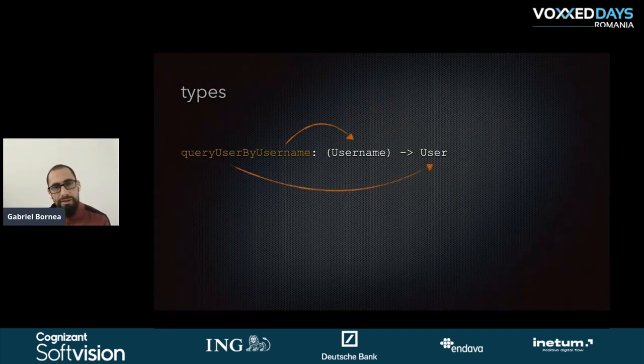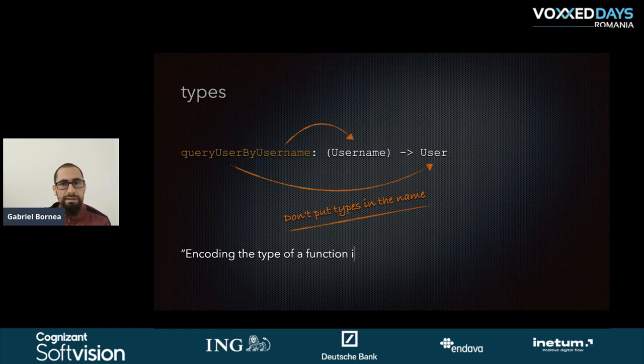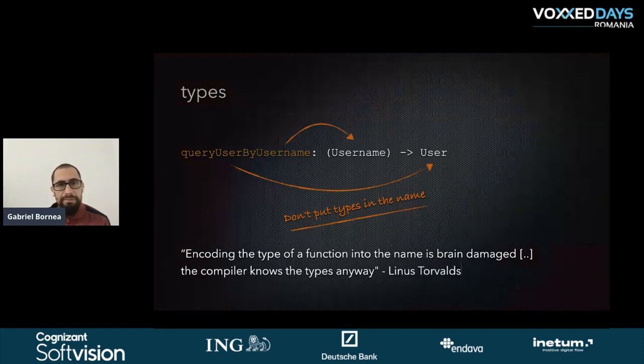So what I'm trying to say here is to try to avoid putting types in the name whenever you can. Of course, this is not possible always. It's not a universal solution, but don't try to put types in the name because we know the types, we see the types, and also the compiler knows and sees the types. And maybe a good name for this function would be query instead of query user by username because the rest is deducted from the signature of the function.